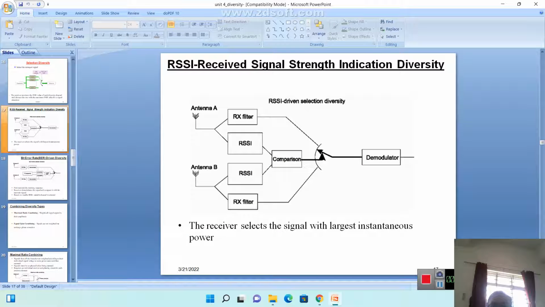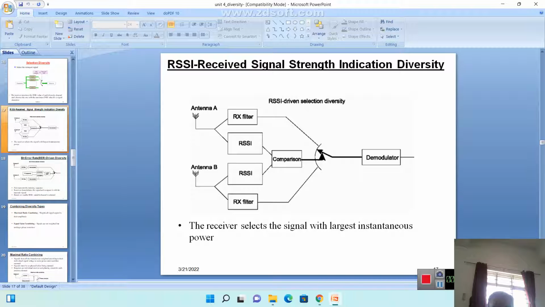Then RSSI, received signal strength indication diversity. What is meant by RSSI diversity? R for received, S for signal, S for strength, and indication diversity. Here two antennas are used, named A and B. The two antennas A and B are connected to the RSSI, which checks whether the signal strength is weak or not.